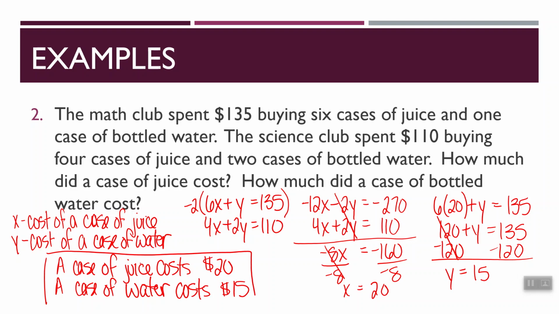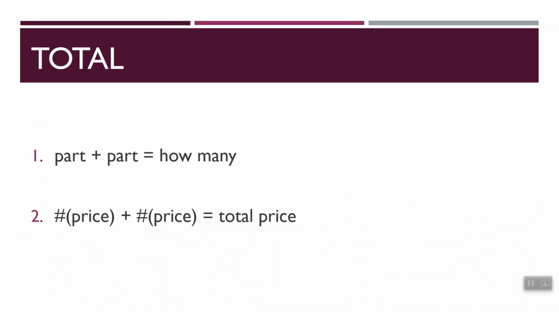So those are 2 examples for the things type of word problems. Now we're going to look at the total type. When we set up our system here, we're going to typically have one equation that will just be x plus y. That's the part plus the part. However many of x plus however many of y is going to equal the total. And that's not price, it's just the total of however many items have been bought or used.